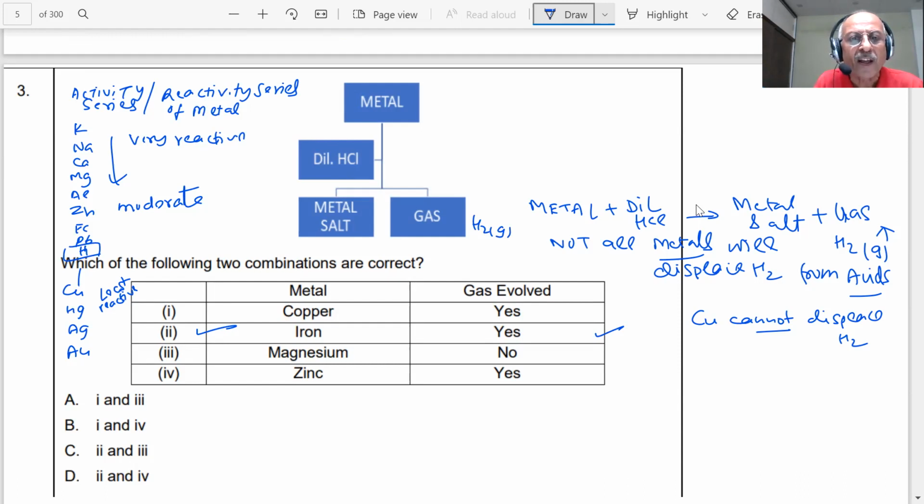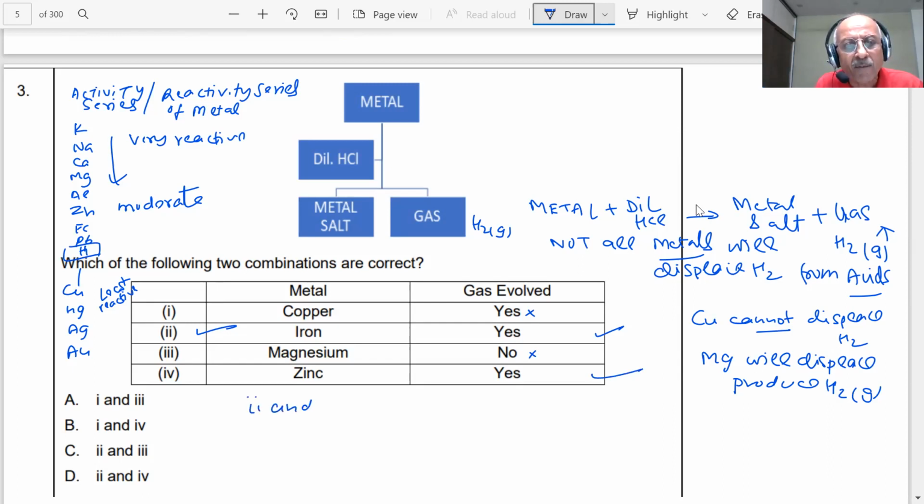Iron can displace, and magnesium can also displace, and it says no. Magnesium will displace hydrogen and produce hydrogen gas, students, because magnesium is more reactive than hydrogen. So this choice is also wrong. Zinc, yes, zinc is more reactive than hydrogen. Zinc will displace hydrogen gas. This is correct, student. Therefore, number 2 and number 4 are correct.